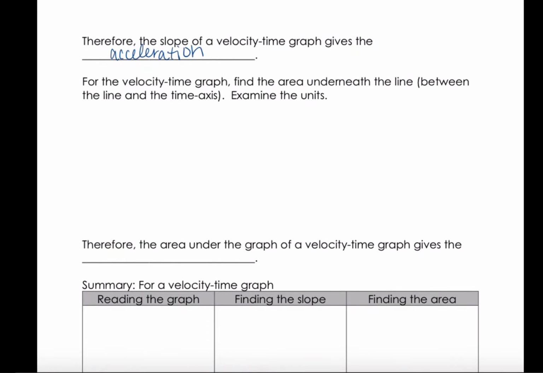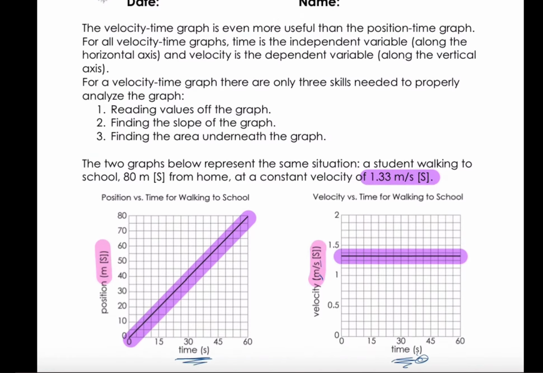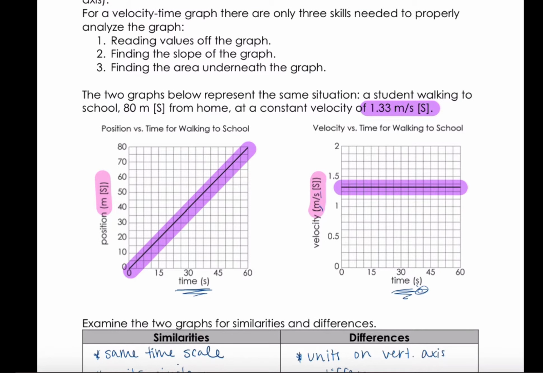For the velocity versus time graph, find the area between the line and the time axis and examine the units. What it's wanting is this area down here. What is the area underneath the line to the x-axis?